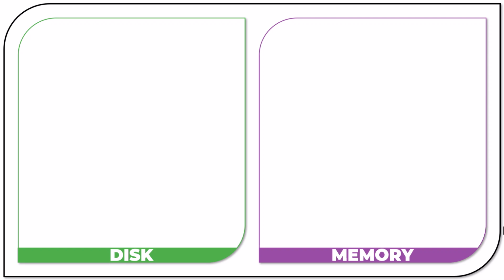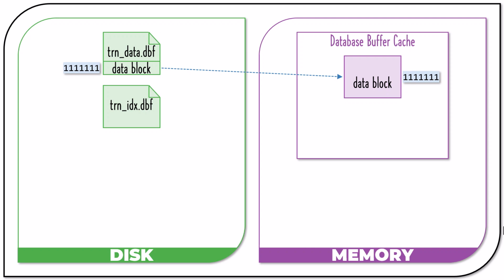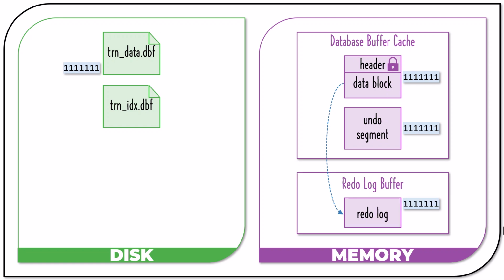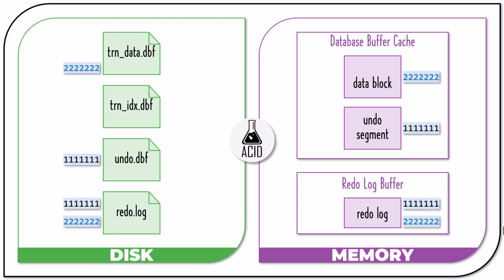Our table's data and index are on disk. Locate the block with the incorrect row, copy the block into memory, update the header to lock the row, copy the old value to the undo buffer and to the redo buffer, copy the new value to the redo buffer and to the block in memory, and write the buffers to disk so the old value finally gets overwritten. This complex process ensures our transaction is ACID compliant.